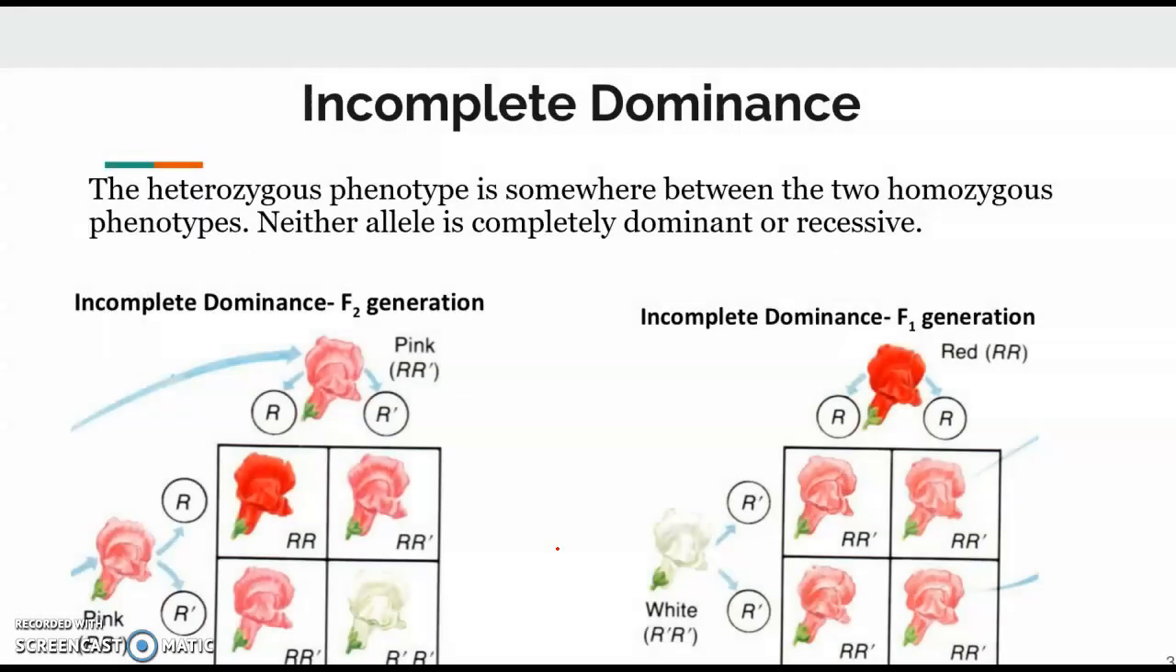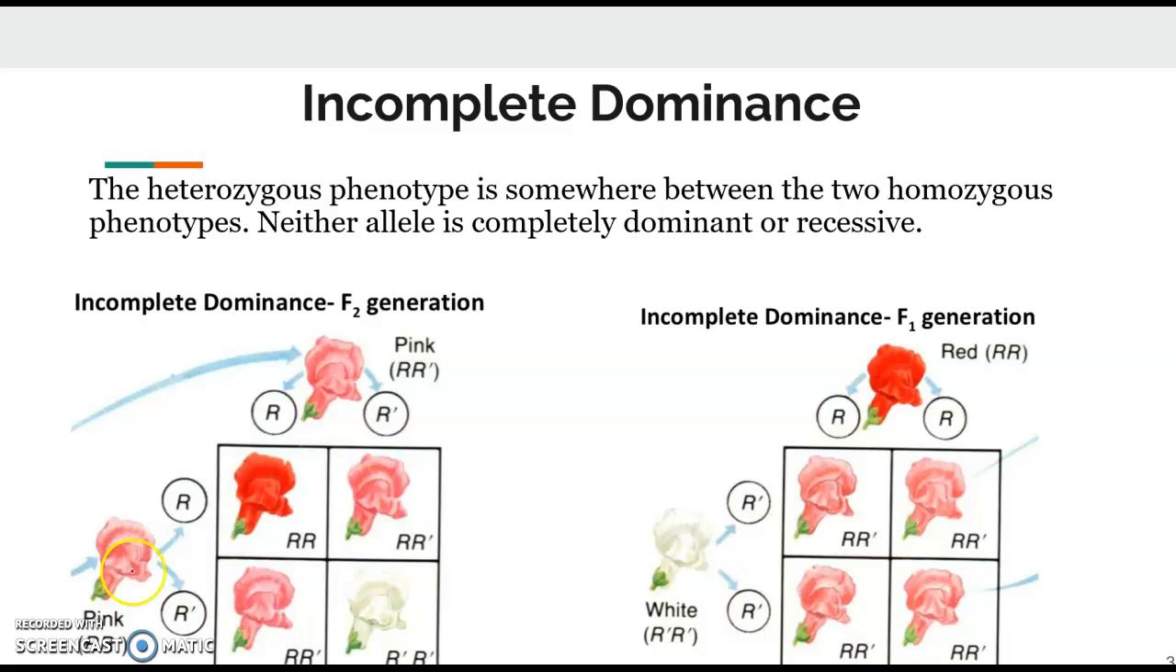All right. So for incomplete dominance, the heterozygous phenotype is somewhere between the two homozygous phenotypes. So neither is completely dominant over the other. My preference for how you represent this is by doing both letters of the same case and then using a prime to indicate that one is different.